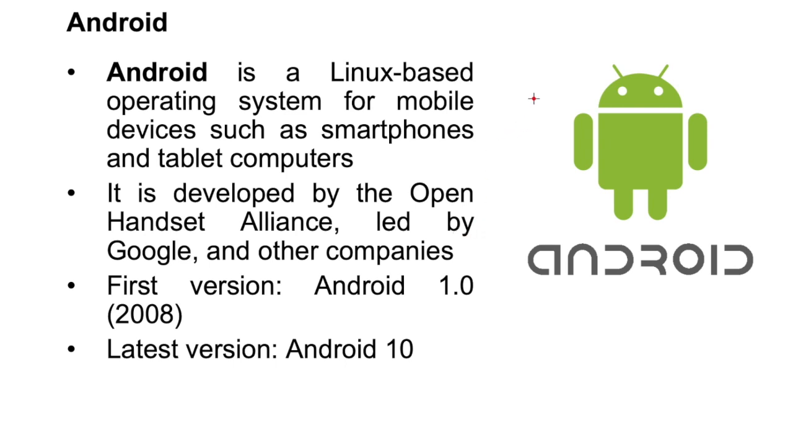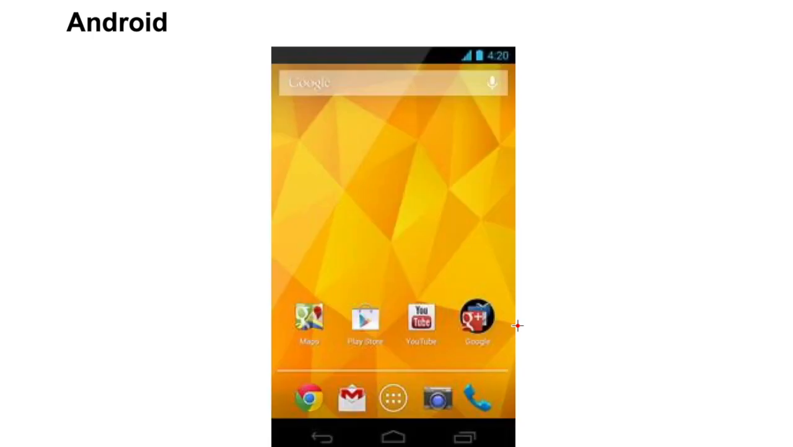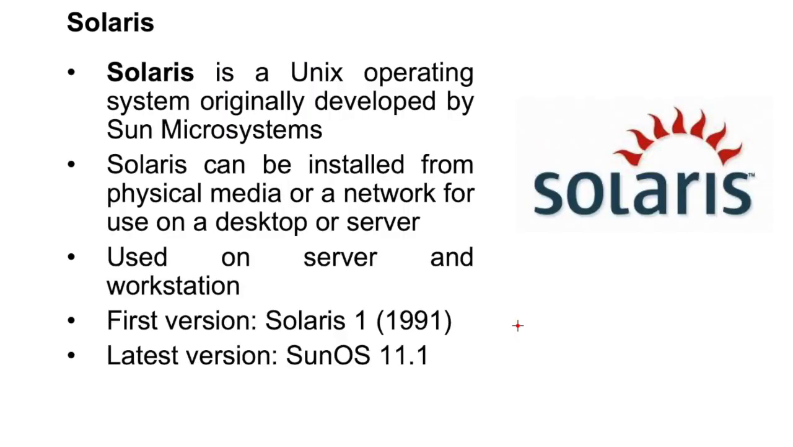Android is a Linux-based operating system for mobile devices such as smartphones and tablet computers. I think everyone of you is most familiar with Android, because mostly we are using Android devices. It is developed by the Open Handset Alliance led by Google and other companies. The first version came in 2008, and we now have Android 10, the latest version. So this is a normal smartphone screen, and what Android looks like.